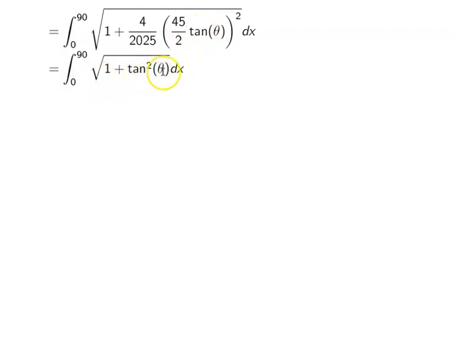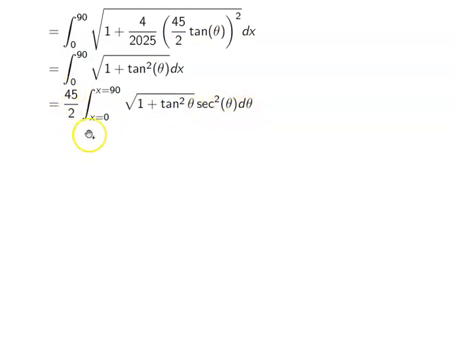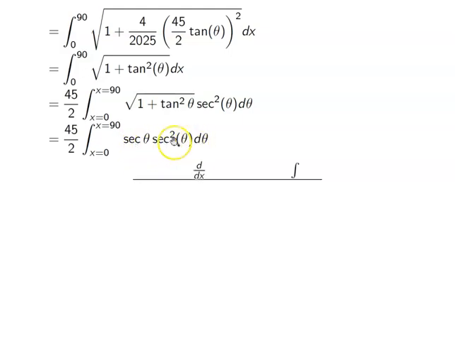I know this 1 plus tan squared theta is secant squared theta. I can substitute my dx for that, secant squared theta d theta times the 45 over 2. And now that everything's in theta, I'll go ahead and specify that these are x's, just to keep everything clear here. We know this is secant squared, square rooted is just secant. So this is really secant cubed. It's probably a good idea to keep them separated so that we can do integration by parts. So one I will differentiate, the other I will integrate.